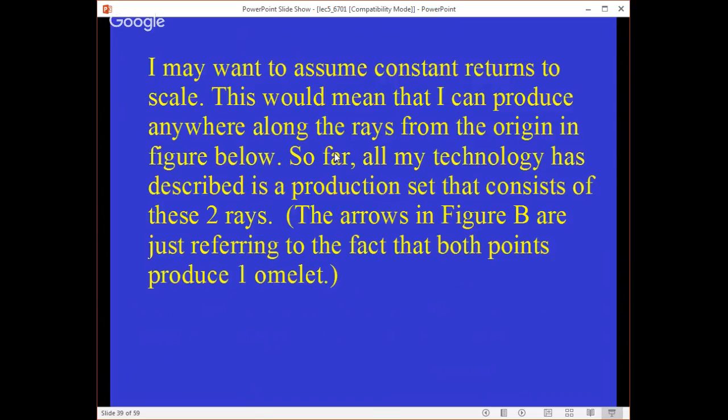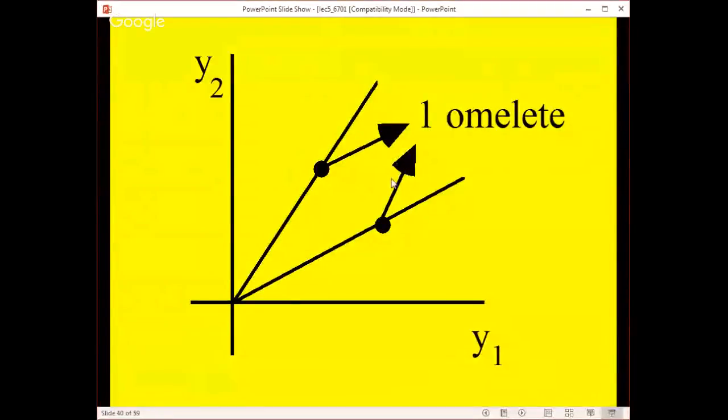I might want to assume constant returns to scale, which means that I can produce anywhere along the ray from the origin, right? Basically, a ray is just a straight line. So I start at the origin, I run a straight line through those two points, and call those rays. So my technology now is describing a production set that consists of the two rays. I can produce anywhere along those rays. I just have to add or subtract labor or eggs. And these arrows, they don't mean anything. They're just pointing to one omelet. Those two dots are producing one omelet.